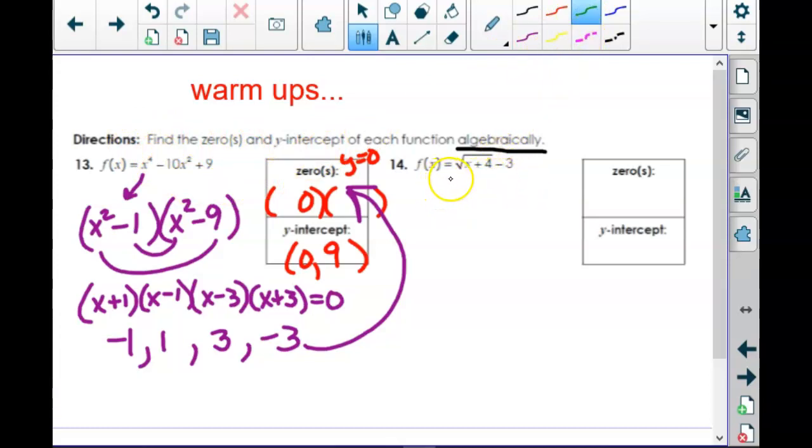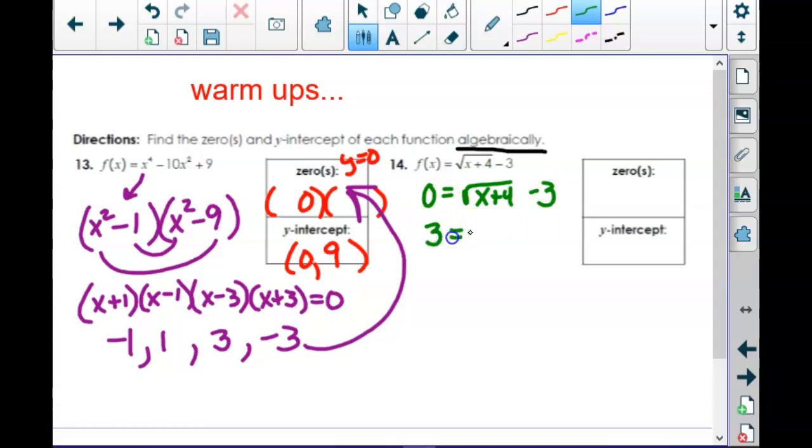Algebraically here, this is a little bit trickier. The zeros are when y equals 0. Can you go back to what we did about a week ago and try to solve this? What would you do first?